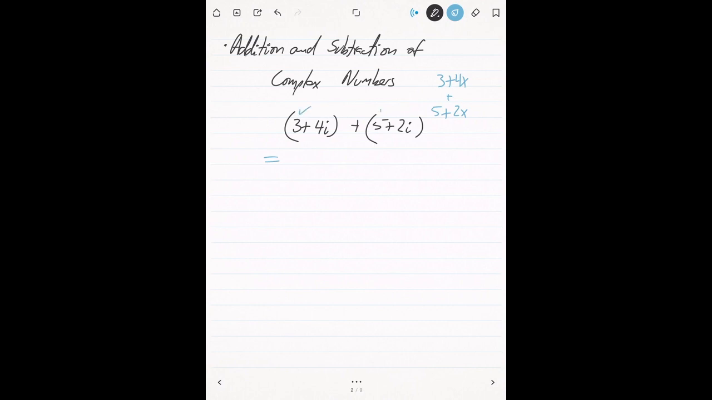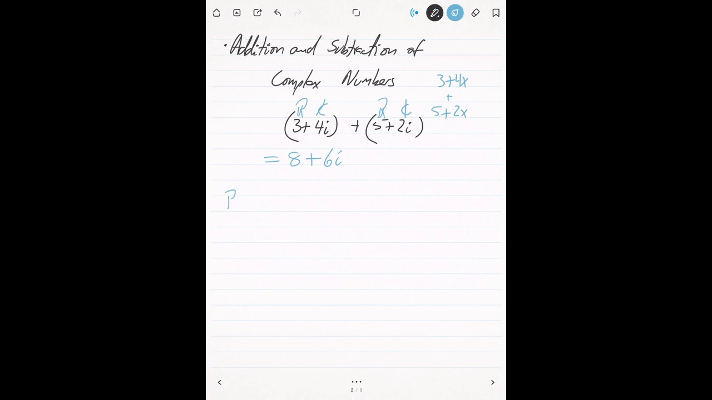Remember, 3 and 5 are in fact the real components. So let's add those together. 3 and 5 make 8. Plus, we have 4i and 2i. These are the complex components. So let's add those together. If you have 4 i's and you add 2 more, you get 6i. That is our answer. It's as simple as that. Just like combining like terms, we're going to combine the like components. You add the real components, and then you add the complex components.